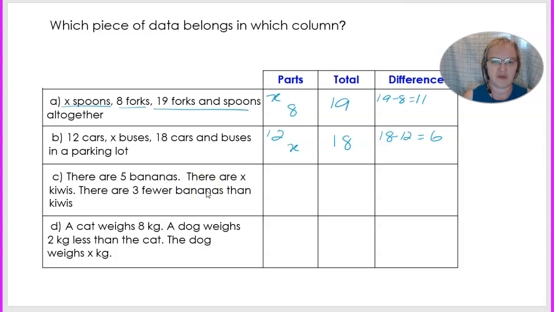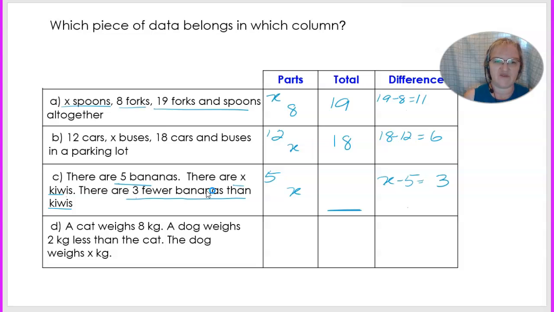C is a little bit more complicated. It's telling us we have 5 bananas, X kiwis, and 3 fewer bananas than kiwis. So we've got 5 bananas, X kiwis, and 3 fewer bananas. So we know we've got X minus 5 is going to equal 3. What will our X be here? So we can find out what the total number is because we have to fill in all 3 columns, right?